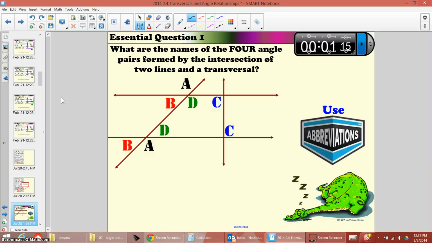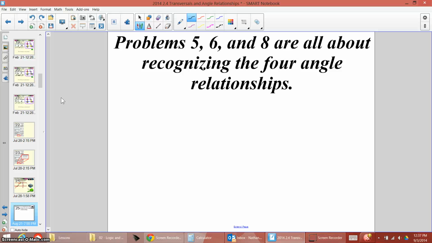If you're positive, you need to. I'm going on. 5, 6, and 8 are all about recognizing the four angle relationships. Good luck with those.